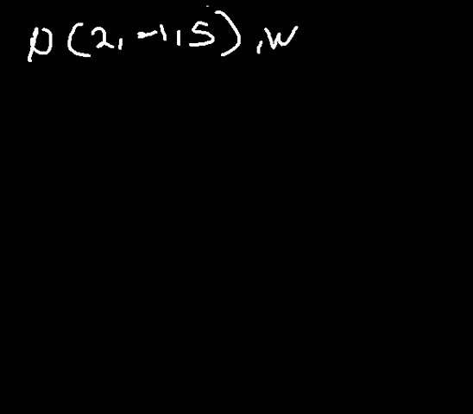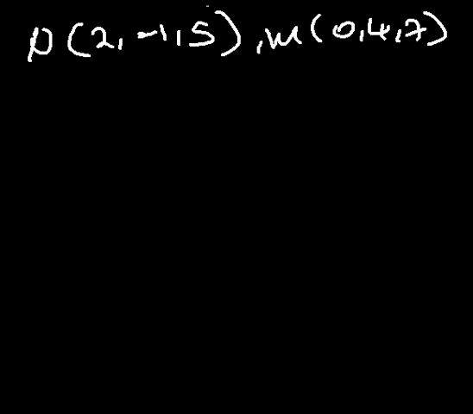Let's say we have a line NM. Let's say N has the coordinates 2, -1, 5, and M has the coordinates 0, 4, 7. What are the coordinates of the midpoint of the line NM?